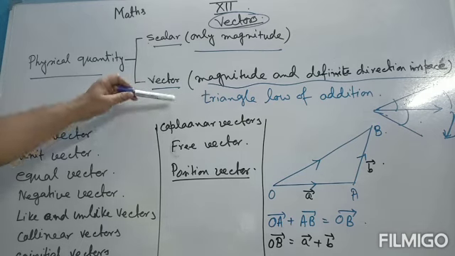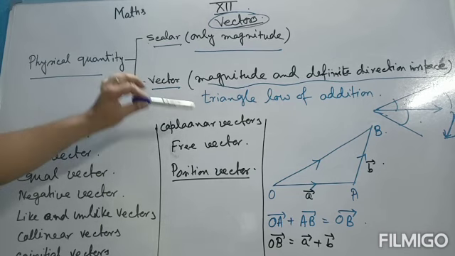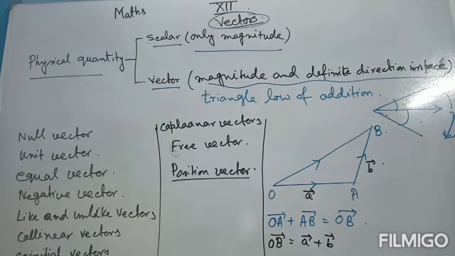Vector has magnitude and direction, and it follows the triangle law of addition. So to define a vector, you must mention it follows the triangle law of addition. It is known to all of you. There are so many types of vectors. What the triangle law of addition is, we discuss later on.